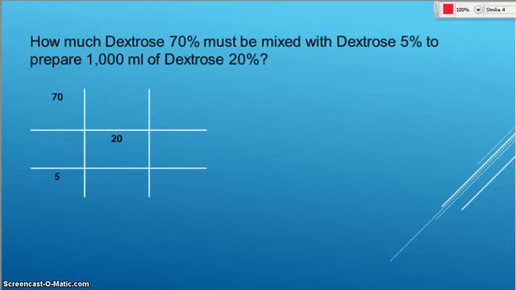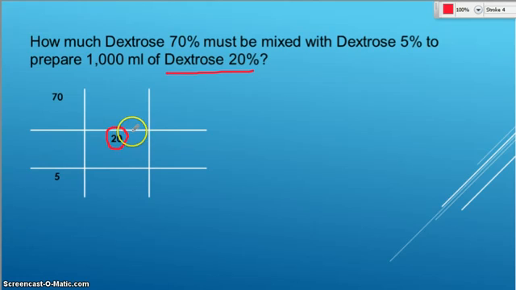Okay, here's our first example. We are told that we need to know how much dextrose 70% to mix with dextrose 5% to prepare 1,000 milliliters of dextrose 20%. So the alligation grid is simply the tic-tac-toe board. I've drawn the tic-tac-toe board for you. The strength of the solution that you want to make is what goes in the middle. We are trying to prepare dextrose 20%, so that's why 20 went in the center.